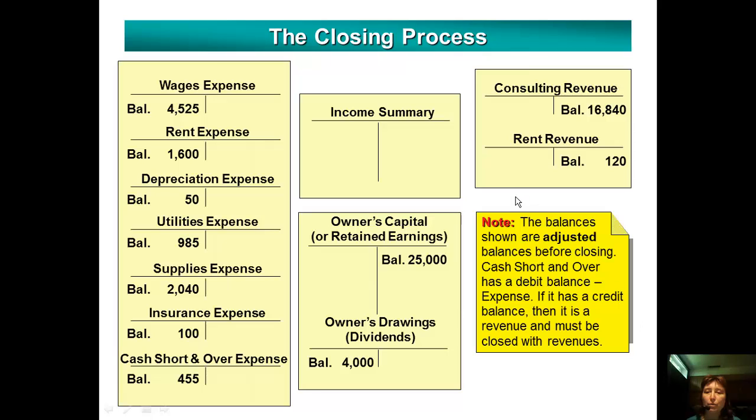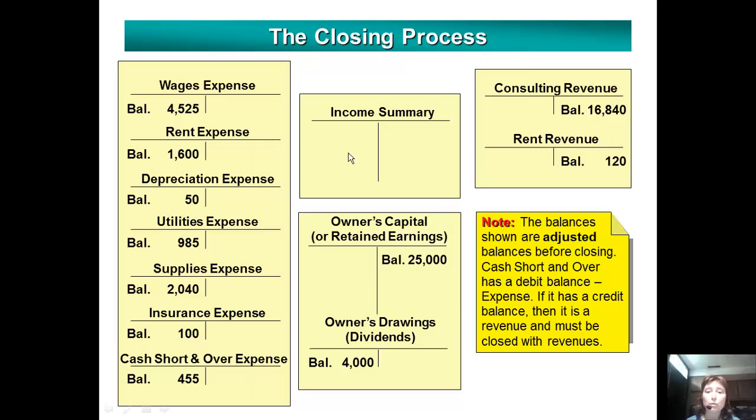Walk you through the closing process and take a look. I've got my T accounts carefully arranged, so my revenues are on the right side and then expenses are on the left side. Income summary, owner's capital, and owner's drawings are in the middle. There is a reason for that, and I think this visual presentation really helps you to understand it.